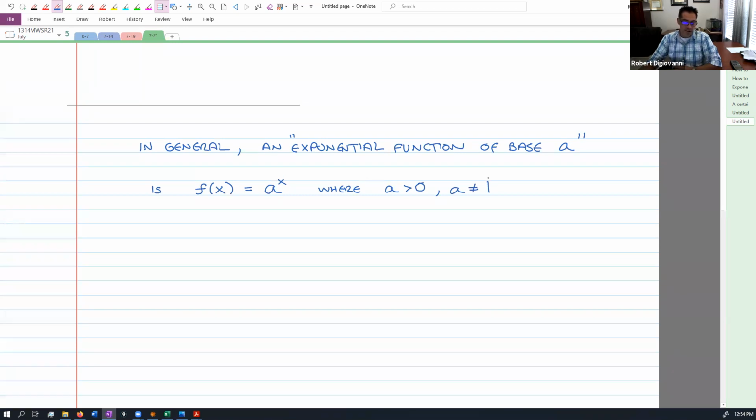So what I'm saying to you here is that there are an infinite number of exponential functions. Examples that I've given you are like f of x equals 2 to the x. That's an example. In this example, a is 2.